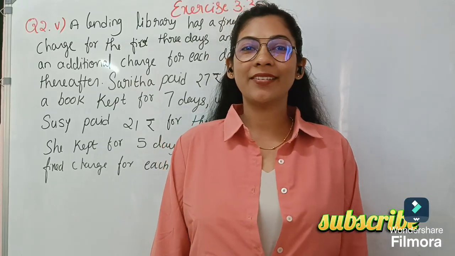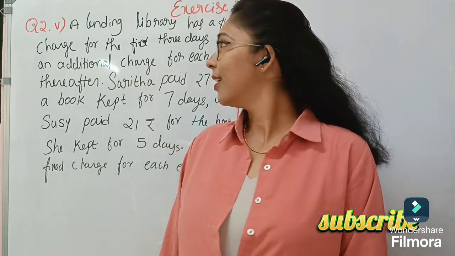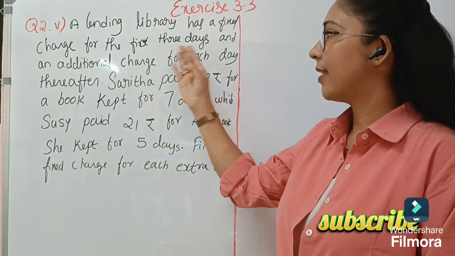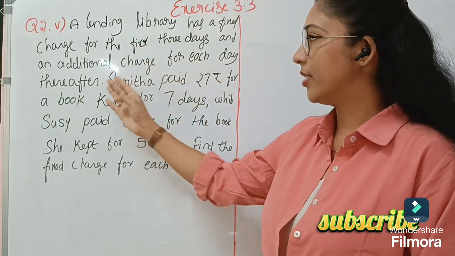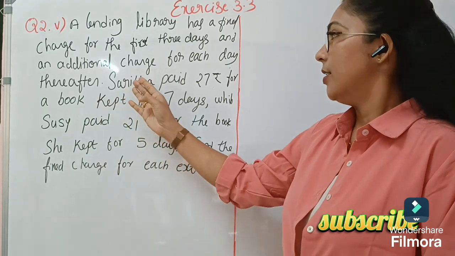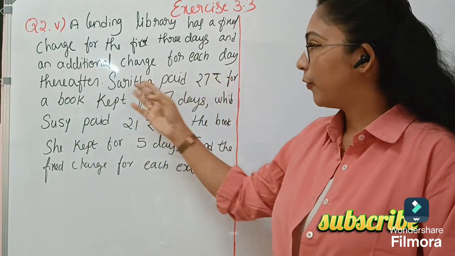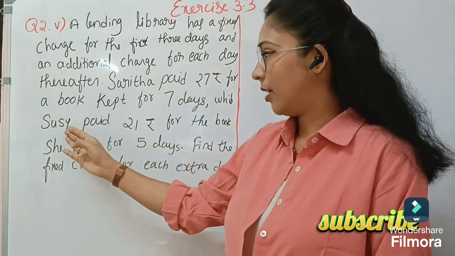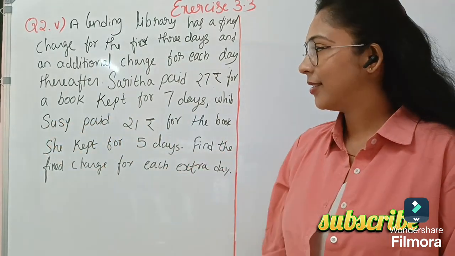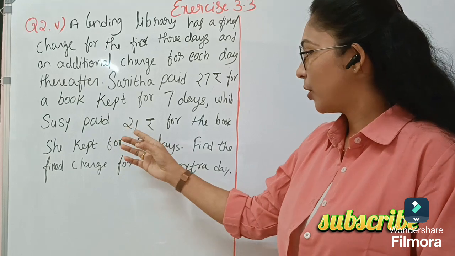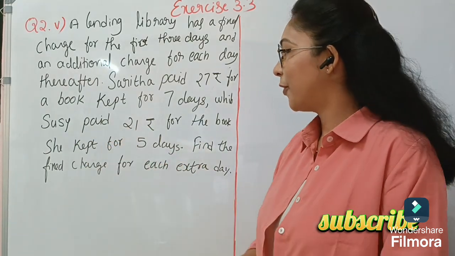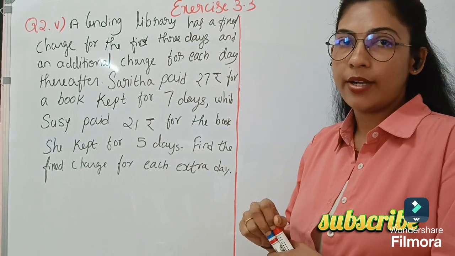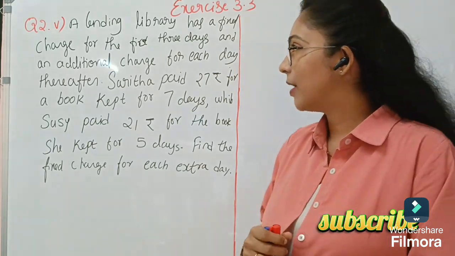So the last question from exercise 3.3 is, a lending library has a fixed charge for the first 3 days and an additional charge for each day thereafter. Sarita paid 27 rupees for a book kept for 7 days, while Susie paid 21 rupees for the book she kept for 5 days. Find the fixed charge and the charge for each extra day. Okay, once more.